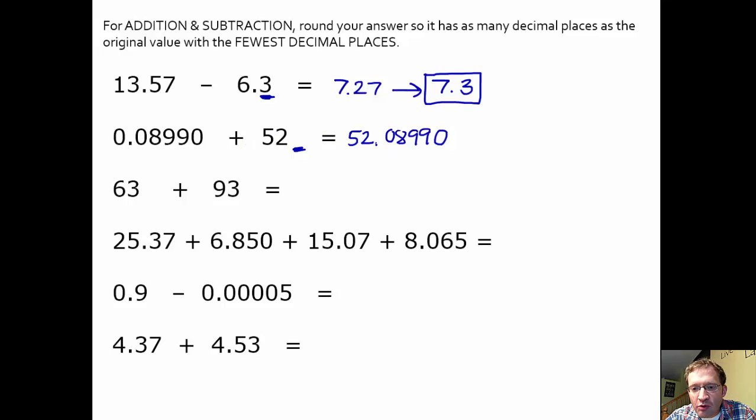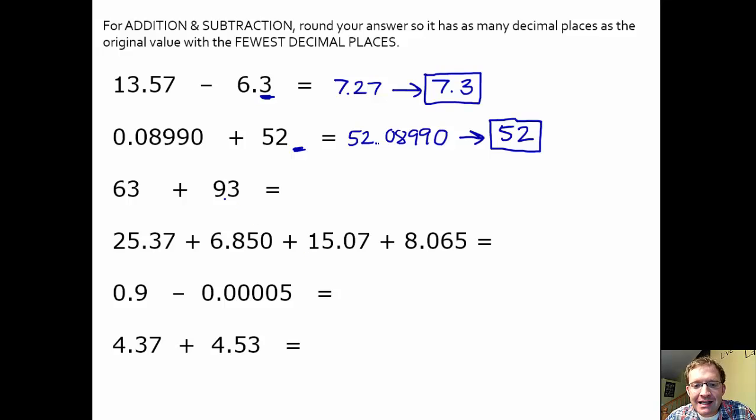And so 52.08990 actually would need to round off to 52. And nothing after it. So in a sense, that 0.08990 didn't even matter. It was so small that it was insignificant. And that's an important idea as we move on to talking about significant figures.